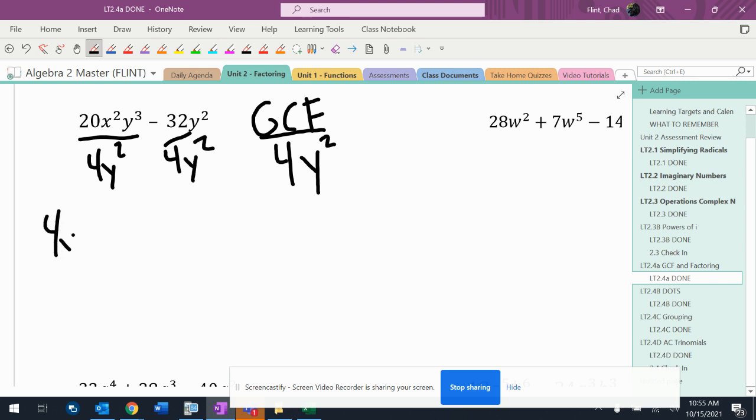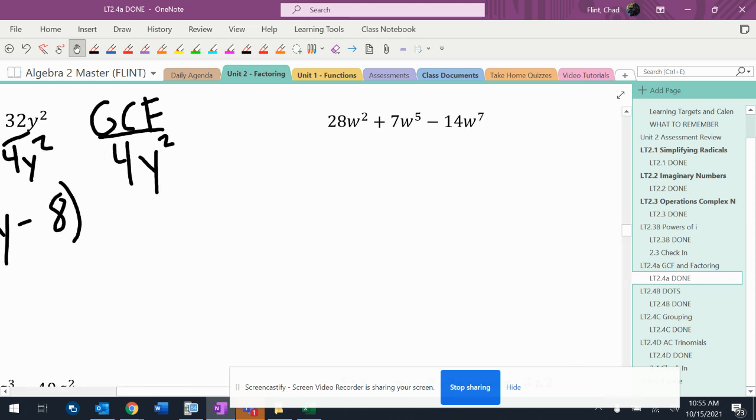Okay, so there's my division that I need to do. And I'm going to get 5x squared y, and I divide that. And over here, I'm going to get an 8, and then the y squared over the y squared is a 1, so I don't need to write the 1, so it's just that. And as I say every time, distribute it if you're not sure if you're right.